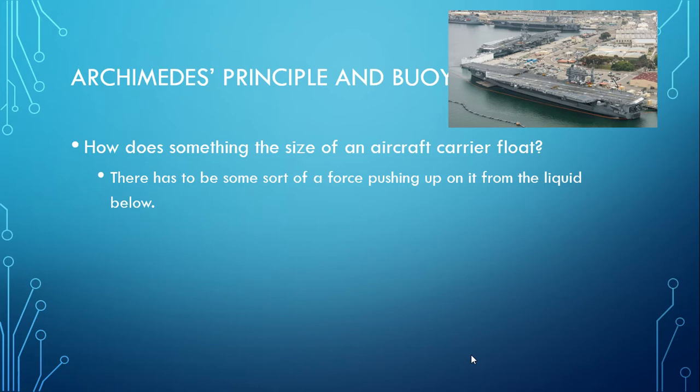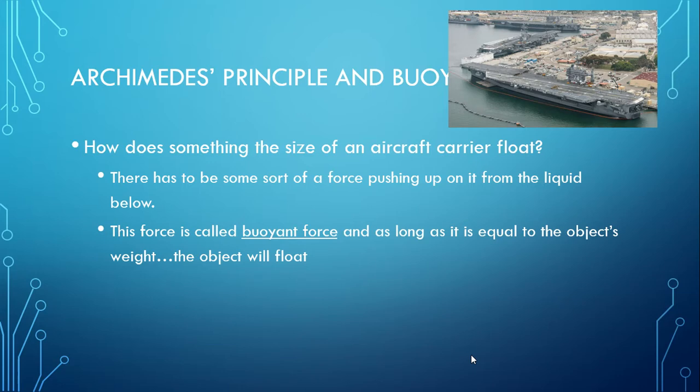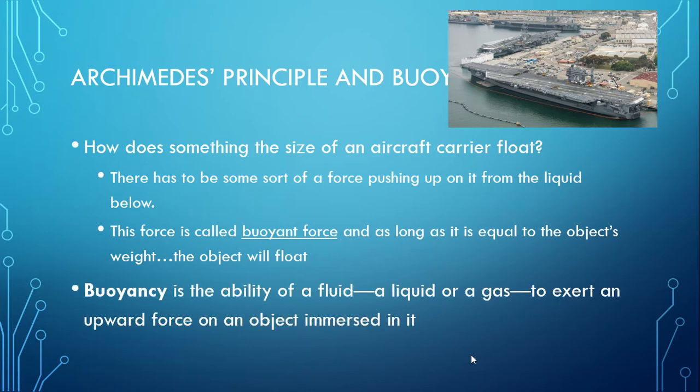And the answer is that there has to be some sort of a force pushing up on it from the liquid below in order for it to float. And that force is called buoyant force. And as long as that buoyant force coming up from the water is equal to the object's weight, the object, whatever it is, even as big as an aircraft carrier, will float. Buoyancy is the ability of a fluid, which can be a liquid or a gas, to exert an upward force on an object that is immersed in it.